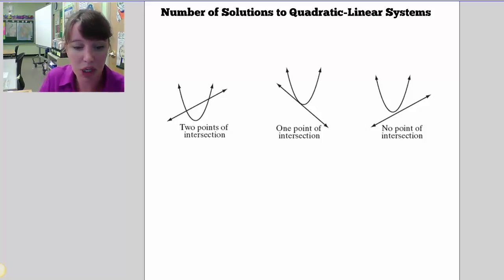Okay, so in general, there are three possibilities for solutions. Remember, when we look at systems, what we're interested in is the points of intersection. So a parabola and a line can intersect twice, meaning there are two solutions to the system. It can intersect one time, meaning there's one solution, or they don't necessarily have to intersect at all. If the parabola is going above the line and the line will never meet the parabola, then there's no solution to the system of quadratic and linear equations.